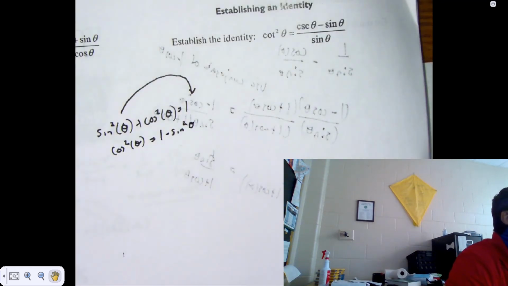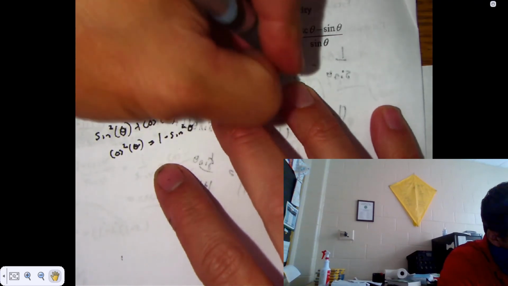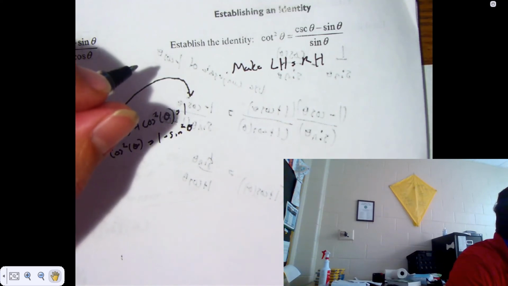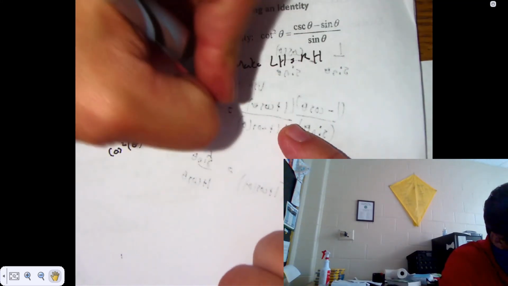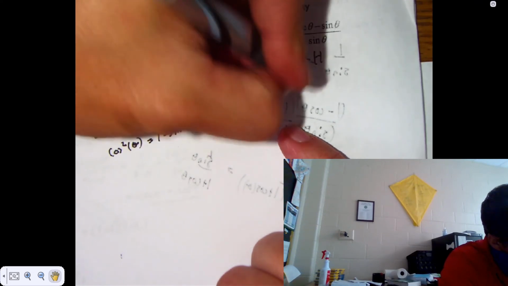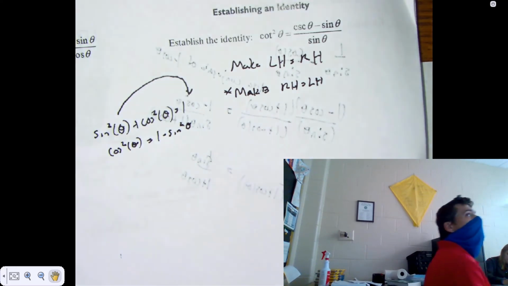All right, now we got this one. Establish the identity cotangent squared of theta is equal to the cosecant of theta minus the sine of theta sitting over sine of theta. Normally I say make left hand equal right hand, but I wouldn't on this one. I'd make the right hand equal to left hand. So on this one, I'm going to make the right hand equal to left hand, because the right hand side's the ugly side.